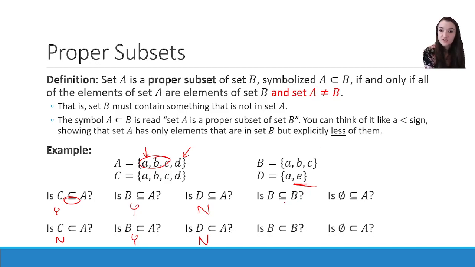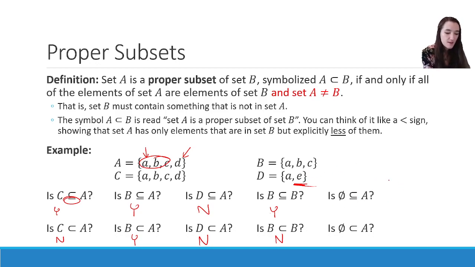Is B a subset of itself? Now, that's an interesting question. B is itself, right? So B is equal to B. So B has all the elements B has. So yes, B is a subset of itself. But it can never be a proper subset because, of course, B doesn't have less things than it already has, right? That would be some sort of weird paradox.